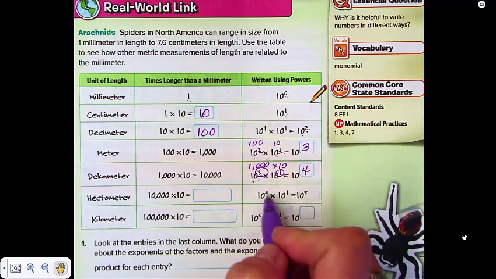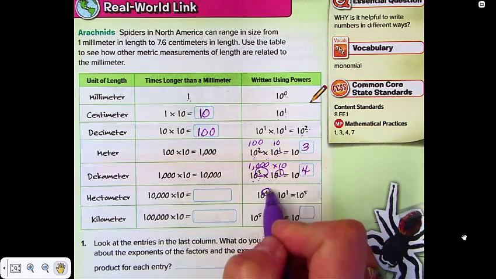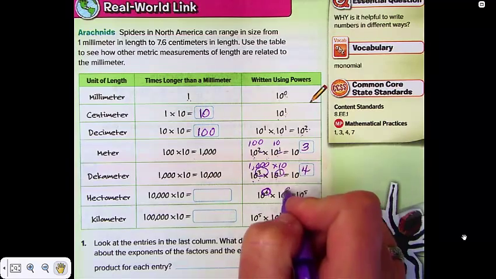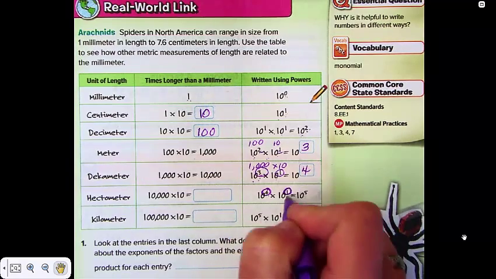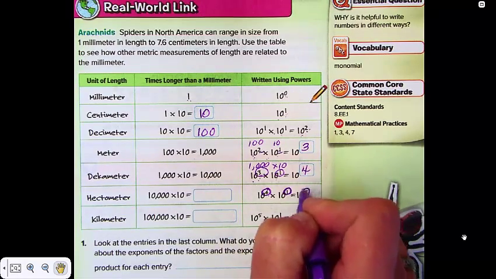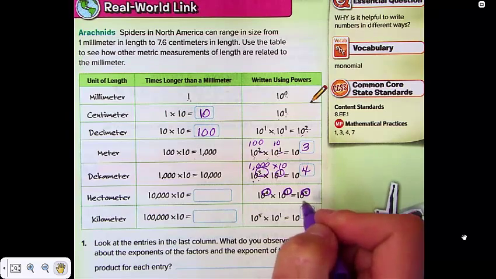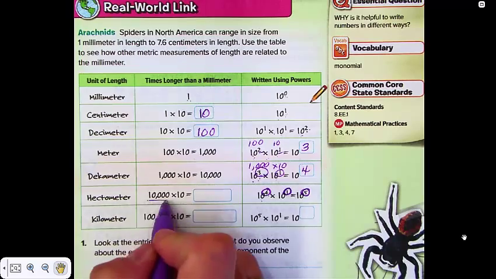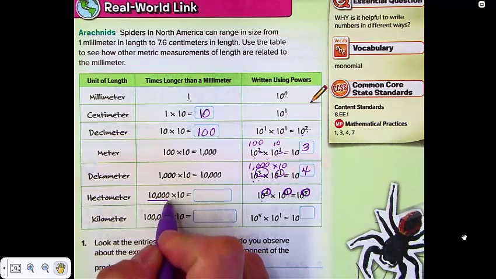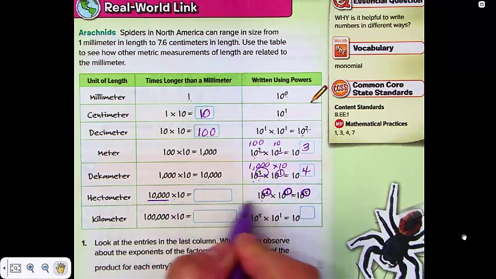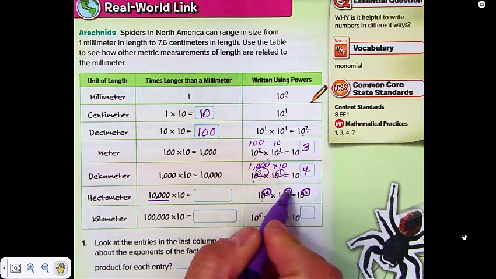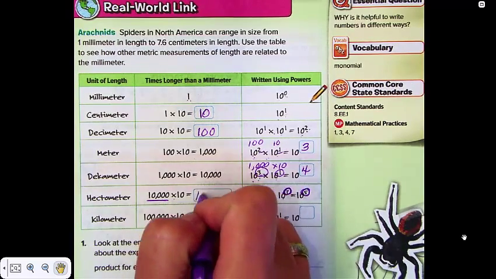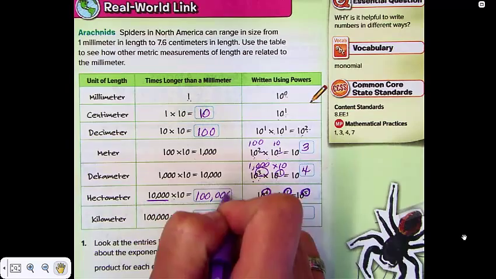So let's look at this one. Let's see if it works out. Well, I have 4 tens here. I have 1 ten here, so 4 plus 1 should give me my 5, and it does. And 10 to the fourth power is 10,000. And when I take 10,000 times a single 10, or 10 to the first power, I end up with 100,000.